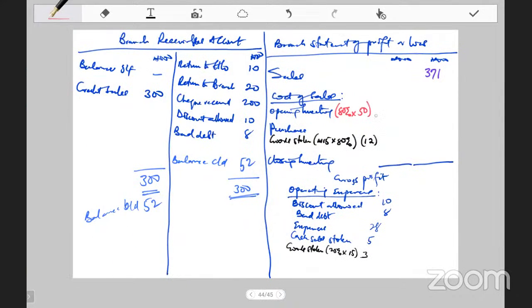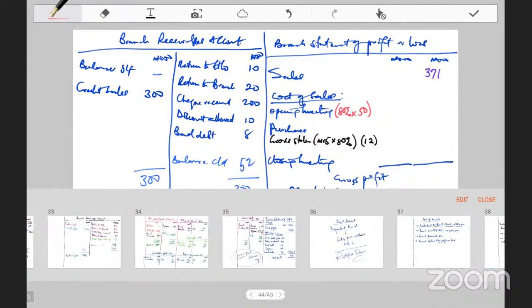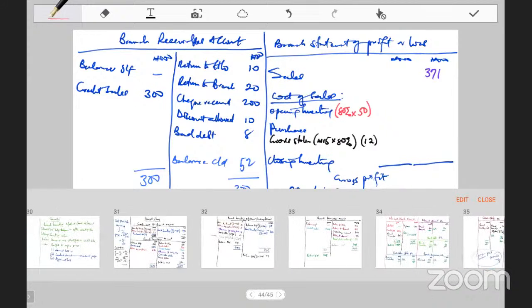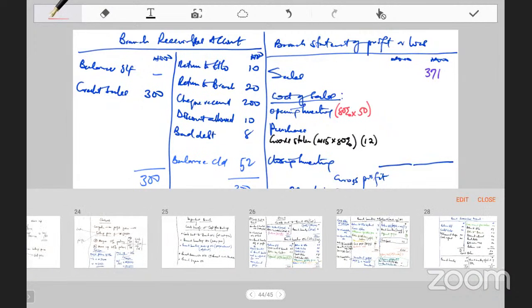So how did you get 80%? In the question, we're told that the selling price is 20% margin. So if the selling price is 20%, what will be the cost? 80%. Yes, thank you. I want to remind you what we did.